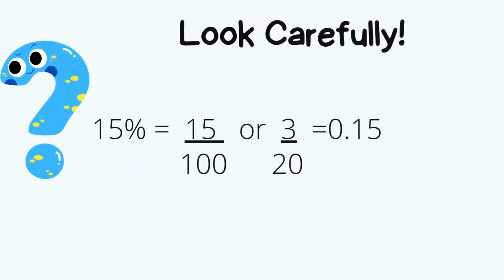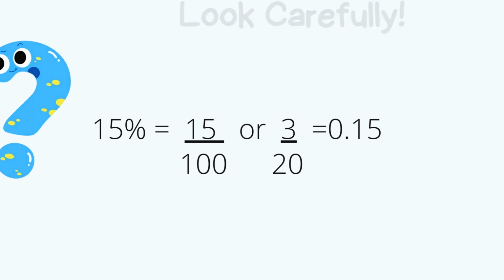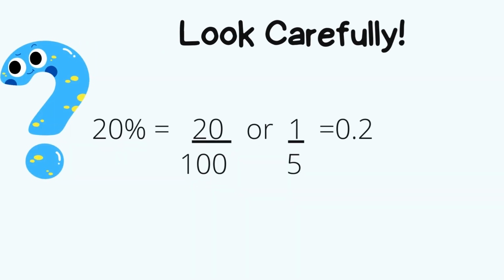15% equals 15 divided by 100. This can be broken down further as a fraction. The number 5 can go into 15 and 100 at the same time. 5 into 15 equals 3. 5 into 100 equals 20. The fraction equivalent is therefore 3 over 20, which is equal to 0.15. 20% equals 20 divided by 100. This can be broken down further as a fraction. 20 can go into itself and 100 at the same time. 20 into itself equals 1 and 20 into 100 equals 5. The fraction equivalent is therefore 1 over 5, which is equal to 0.2.